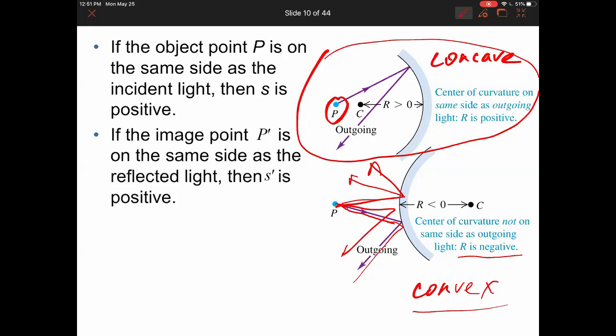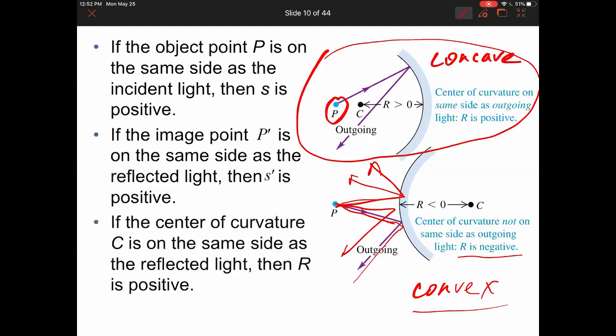But in this case, just make sure you understand that the radius quantity is always positive for concave and always negative for convex. That's how we get this radius R, and it is important. In this equation, 1 over s plus 1 over s prime equals 2 over r. If you don't have R as negative when it should be, you're going to get the values wrong.